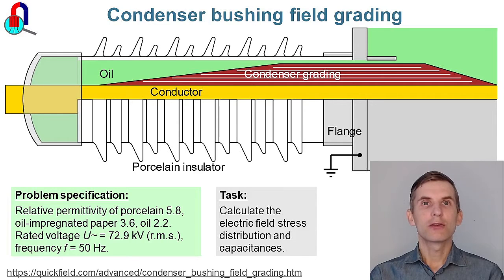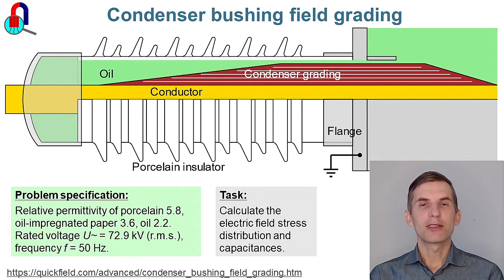Our task is to calculate electric field stress distribution at the rated voltage and to measure the capacitances between the flange and the diagnostic tap and between the diagnostic tap and the main conductor. Rated voltage is 72.9 kV AC. Bushing features rotational symmetry, so I'm going to build a two-dimensional axisymmetric model.